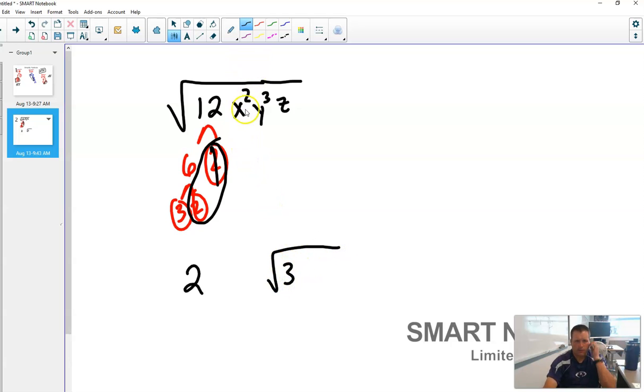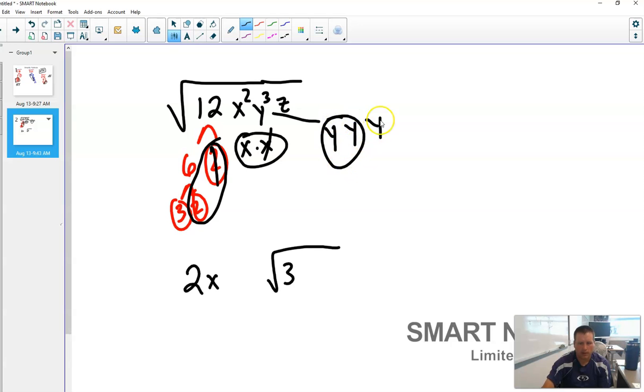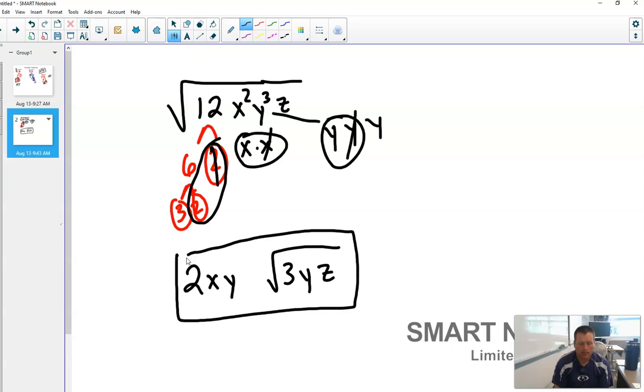When it comes to my variables, well guys, x squared is just x times x. So there's a pair. One of them's gone and one of them goes on the outside. Y cubed is just y times y times y. I have a pair there, but this other one doesn't. So 1 gone of the y's, 1 on the outside, and then 1 stays on the inside. And then the z is just z, so it has to stay on the inside. So this would be 2xy times the square root of 3yz is what we'd have here when it's all said and done.